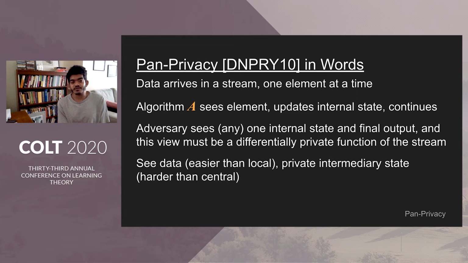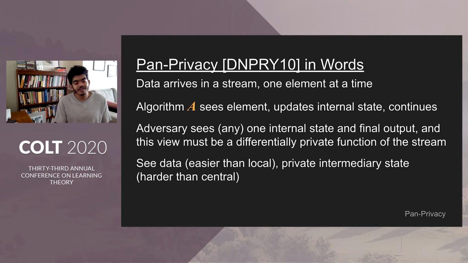So pan privacy, which was originally defined by Dwork, Naor, Pitassi, Rothblum, and Yekhanin, is a very different model. In pan privacy, the data is going to arrive in a stream, one element at a time. So now the algorithm actually gets to see the input data. And what it's going to do is the algorithm will see the element, update its internal state, and then continue processing the stream. So the adversary in this model gets to see one of these internal states and the final output, and the view must be a differentially private function of the stream.